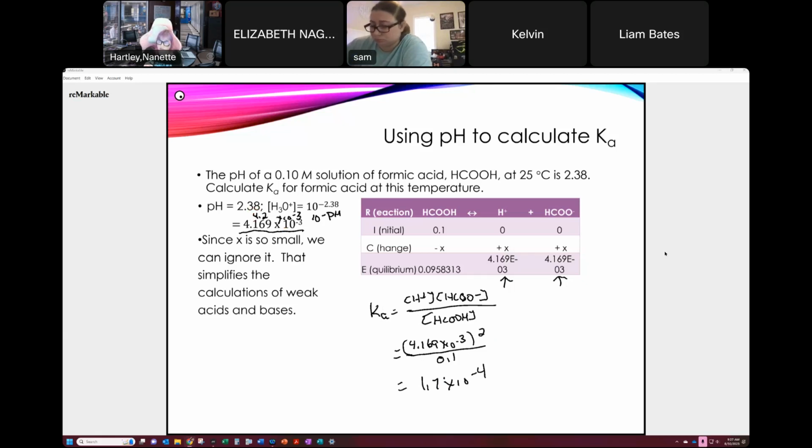So this is another way that we see this. And this is what you're being asked to do in the lab, is to use that pH to calculate an H plus, which you then use to calculate K. So questions about that process?